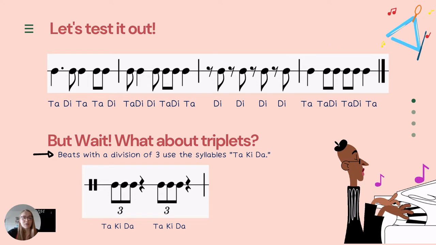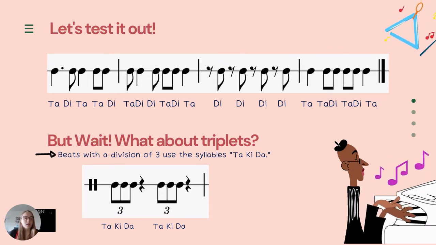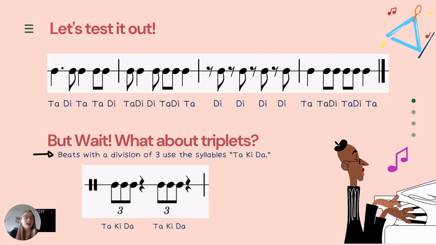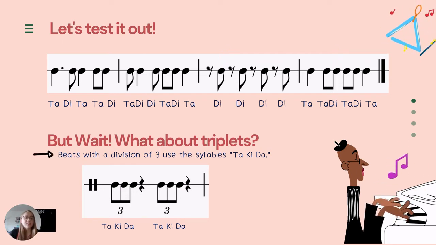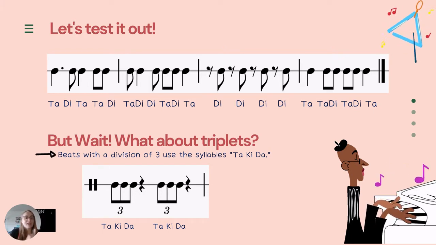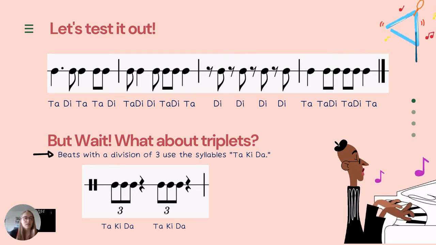Here's our 60 BPM. 1, 2, 3, 4. Ta, dee, ta, ta, dee, ta, dee, dee, ta, dee, ta, dee, dee, dee, dee, ta, ta, dee, ta, dee, ta. Great, how'd that go? I'm going to give you some time to try that on your own, okay? Here we go. 1, 2, 3, 4.